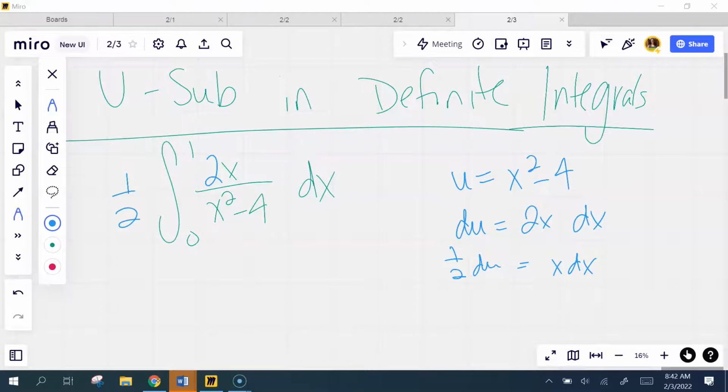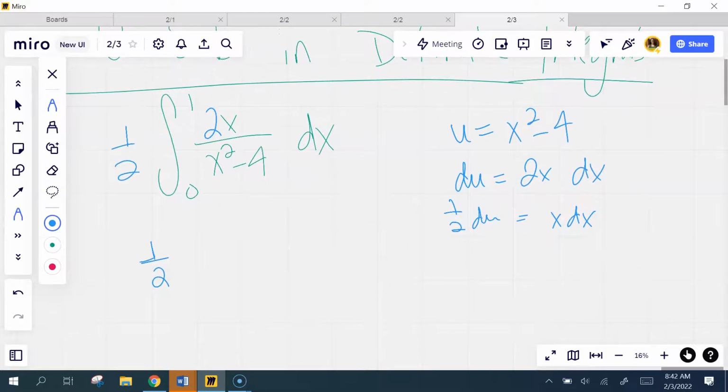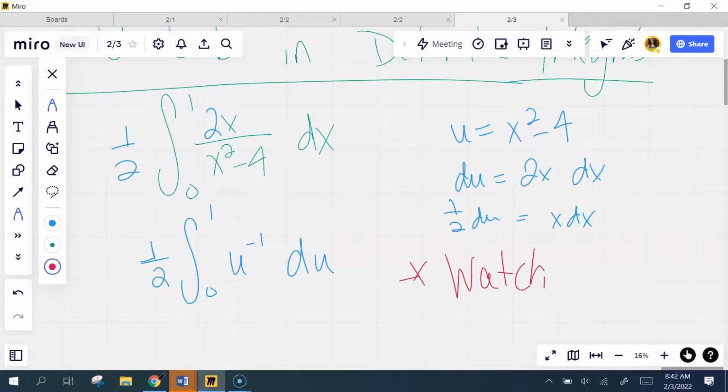All right, so I have 1/2. My du was 2x dx, and I just have x dx. From 0 to 1, and I have u to the negative 1 du now. Agreed? Disagreed? Whatever you do to the inside, you have to counter it on the outside. It has to be the opposite. All right, I'm going to put a note here. Watch the bounds.